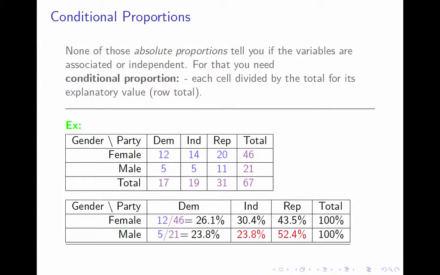Here's what I get, 23.8, 52.4%. Notice that apart from maybe a little rounding error, the rows should each add up to 100%, right? Because the percentage of women who are Democrats plus the percentage of women who are independent plus the percentage of women who are Republican adds up to 100% of all women. But the columns don't add up to 100%.